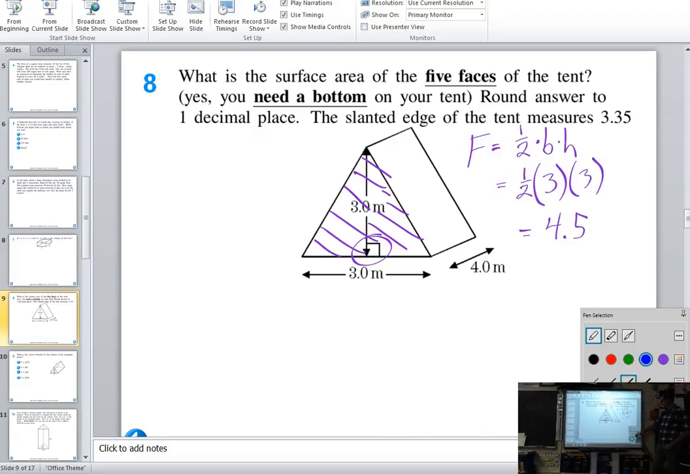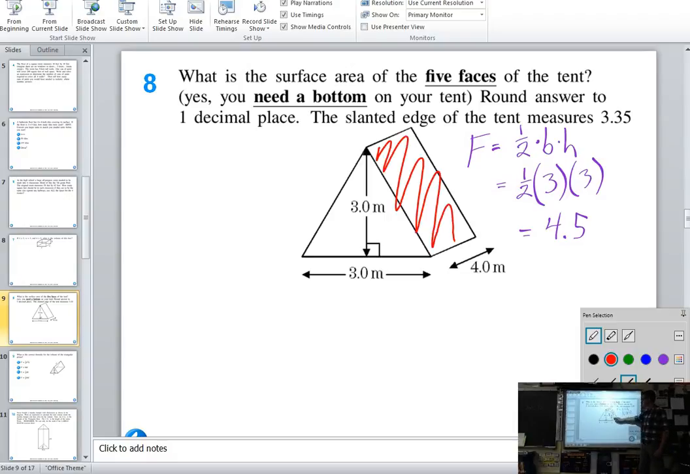Then move on. Could I, Leah, find this right face of my tent? What kind of shape is that to start with? It's a rectangle, right? So what's the length of the rectangle? How long is your tent? 4 meters. What's this edge of your tent that isn't labeled in the image?